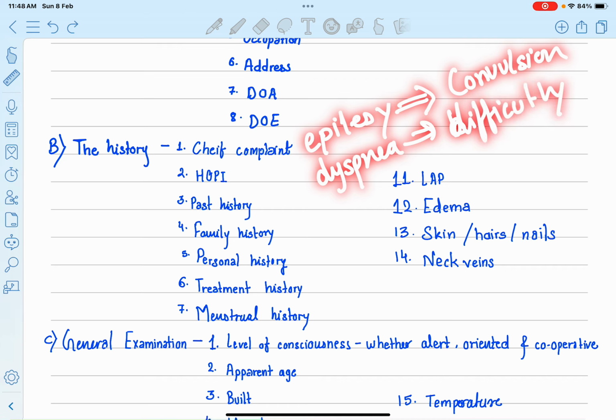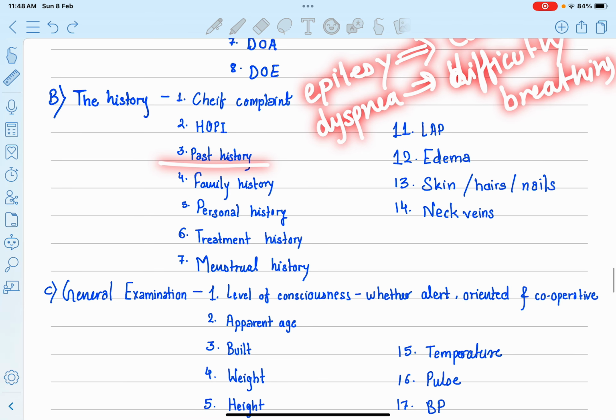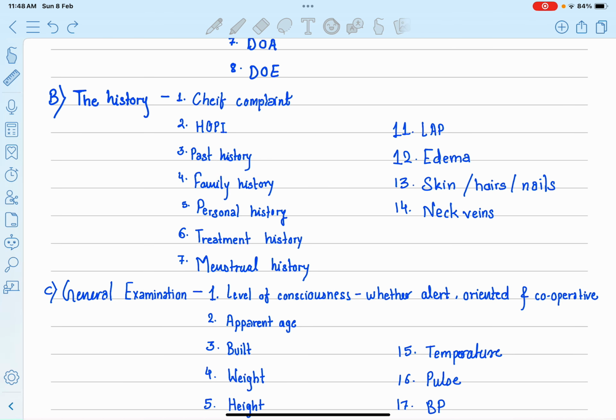It means the language of the patient. Okay, then what is past history? Past history should be asked by keeping in mind the main problem or main presenting illness of the patient. Don't ask irrelevant questions.